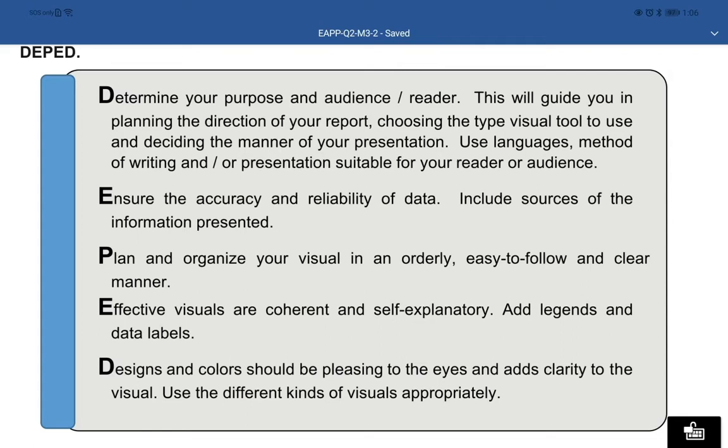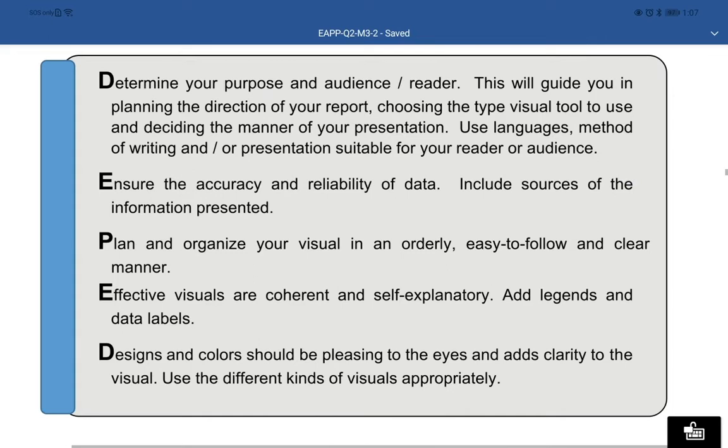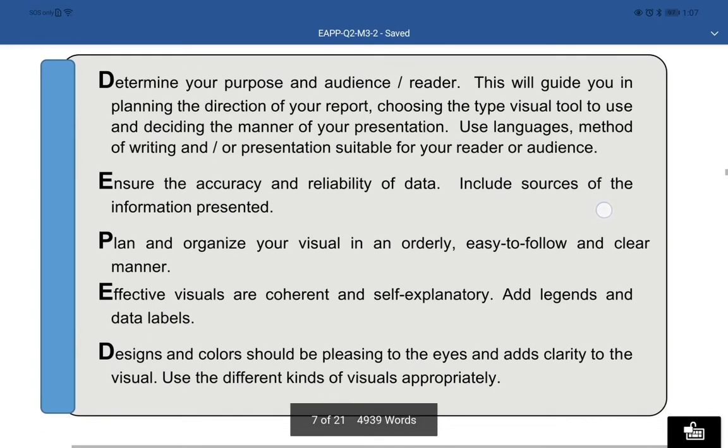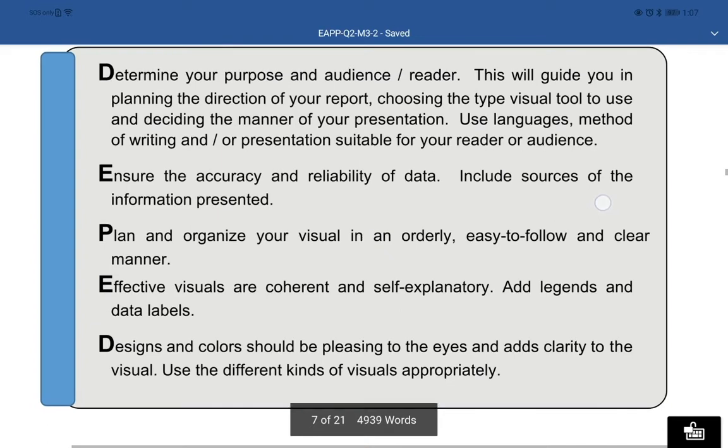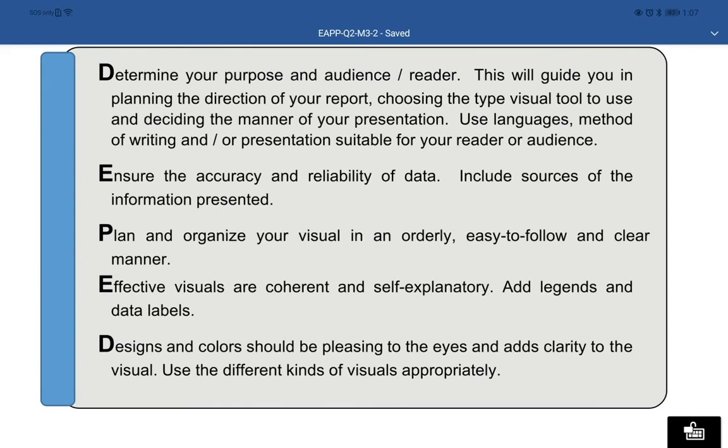Okay na yan. So, below daw are the guidelines for adding visuals to your report. Remember daw the acronym DepEd. So, ito yung dapat mong tandaan kapag maglalagay ka ng visuals. Una, D. Determine your purpose and audience or reader. Syempre, what's your purpose of summarizing the report findings? And who will be reading it? Diba? Syempre, this will guide you in planning the direction of your report, choosing the type of visual tool to use, and deciding the manner of your presentation.